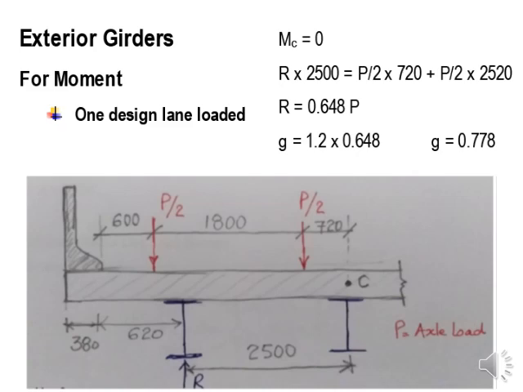Now for the exterior girder, for the moment, one design lane loaded. If you remember your theoretical part, we have written that we are going to use the lever rule. I have also told you this is a simple engineering mechanics rule, in which you consider any point as a pivot and calculate the unknown value. For the exterior girder, first of all you have to plot a figure with all of the known distances and the load.